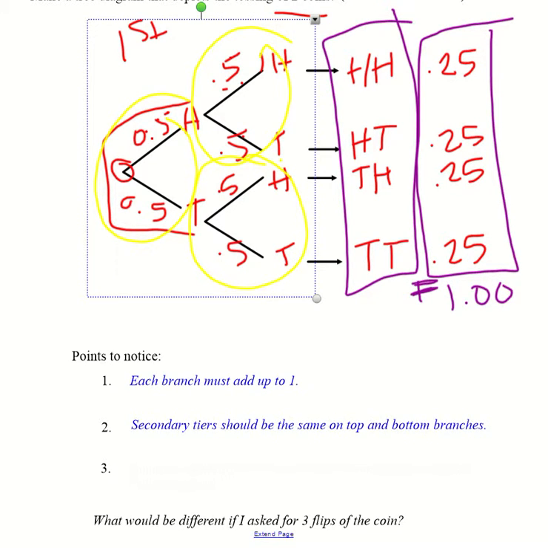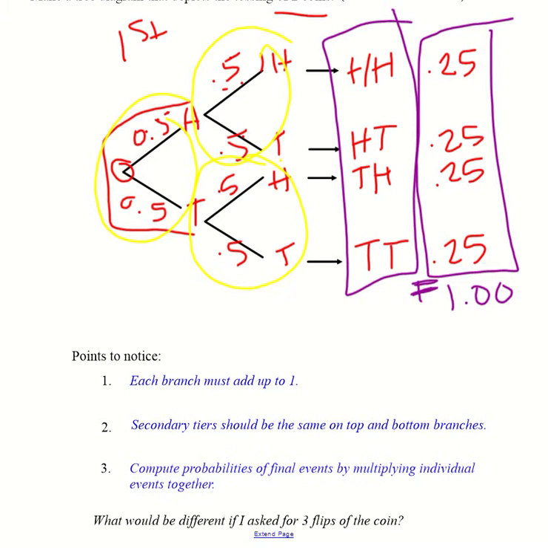Alright? Secondary tiers should be the same on top and bottom branches. What that means is that we continued the same pattern. We did heads, tails, we did heads, tails, we did heads, tails. Alright? And then compute the probabilities of final events by multiplying individual events together. So we took the probability right here and multiplied by the probability right here to get the total outcome.